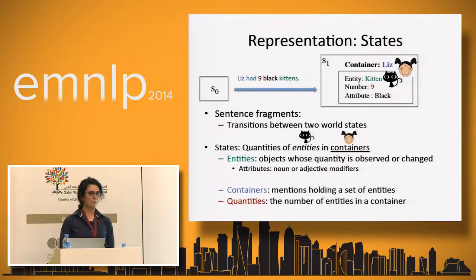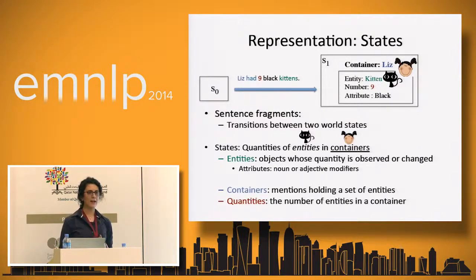So the way that we represent these problems is actually this state space representation. Or more formally, what we do, we represent the quantities of entities inside each container. Basically, we look at the sentence, Liz has 9 black kittens, and update S0 to S1, which includes these quantities. Entities are discrete objects whose quantities are changing over time, like kitten in our example, and they usually have some associated attributes and also numbers. Like black is the attribute of the kitten, and also we have 9 kittens.